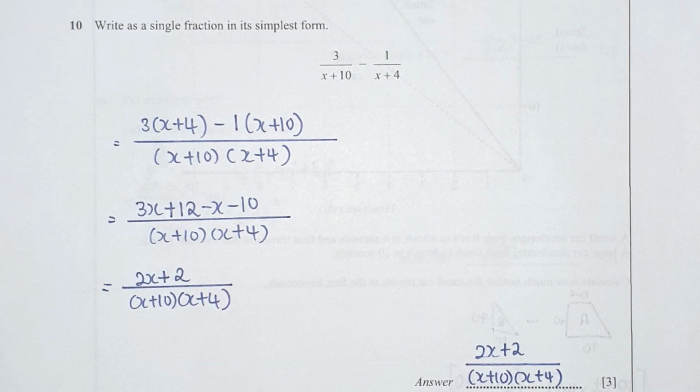Question 10, make the denominators the same. For the 3, you are required to multiply it by x plus 4. For the negative 1, you are required to multiply it by x plus 10. After the rearrangement and calculation, you should get your answer as 2x plus 2 over x plus 10, x plus 4.